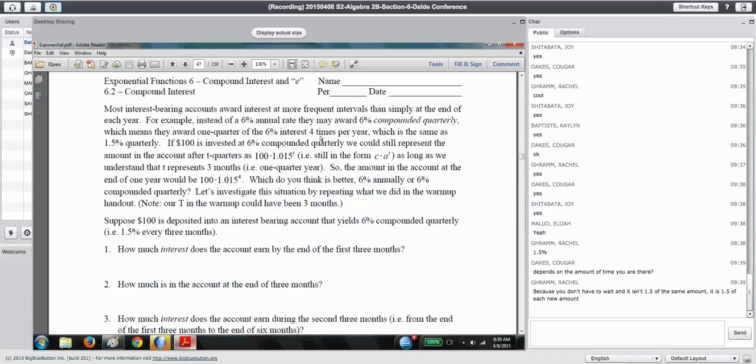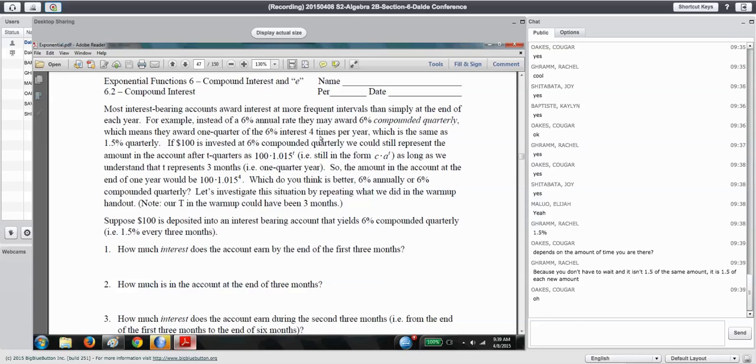Rachel, I think you're onto something. See, I'm trying to trick you, because it would seem that it wouldn't make a difference. If you do 6% at the end of the year, or you do 1.5% four times in the year, it would seem to give you the same amount of money. But actually, it doesn't. And I think that's really interesting.